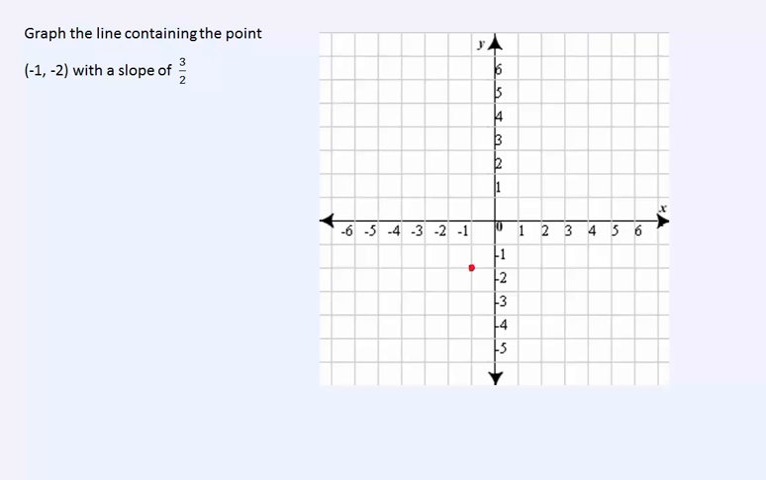So if we go 3 units in the positive y direction, 1, 2, 3, and then 2 units in the positive x direction, 1, 2, we can get another point. And then we can repeat this with our new point. We can rise 3 more units, 1, 2, 3, and again 2 units to the right, 1, 2. Now that we have 3 points, we should accurately be able to draw our slope line. And if we do so, our slope can approximately be drawn as so.